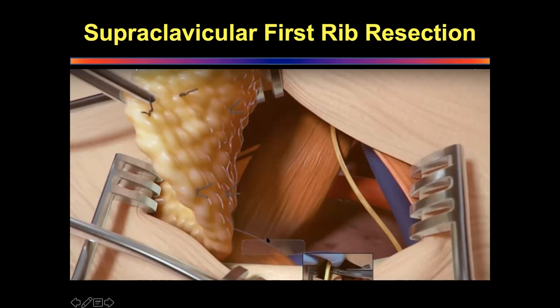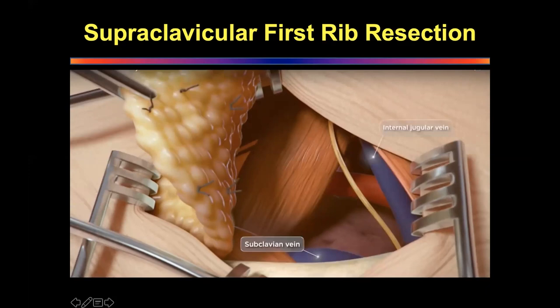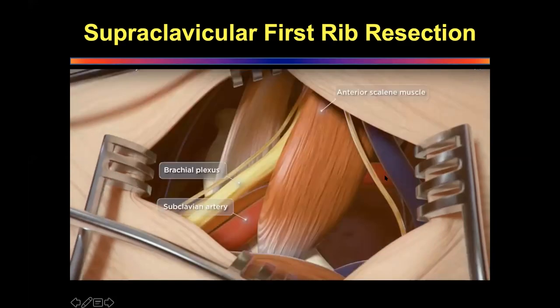Now you've got to look for various structures. You've got to look for the subclavian vein, which is lying here. You have to look for the internal jugular vein, which is lying to the right side. Here is the brachial plexus. Here is the subclavian artery. And this is the scalene muscle. So as soon as you take the fat pad off, the next structure that you see in front of you is the anterior scalene muscle.